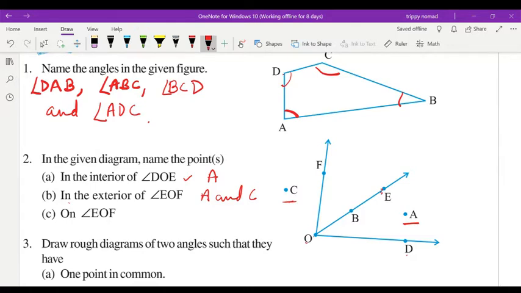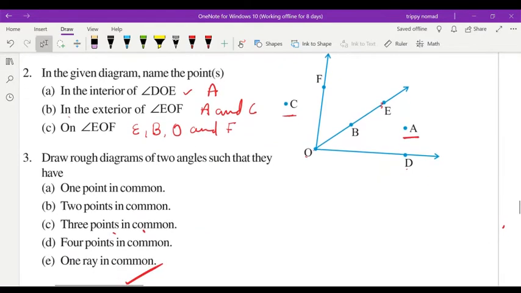On EOF, which points are coming? On EOF: E, B, O, and F. These are the points which lie on angle EOF.